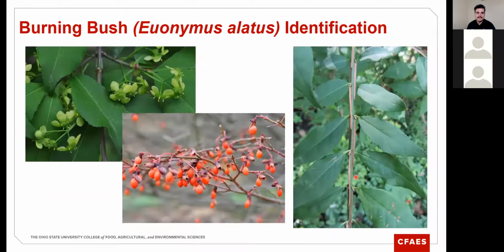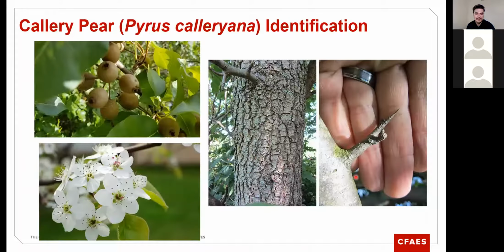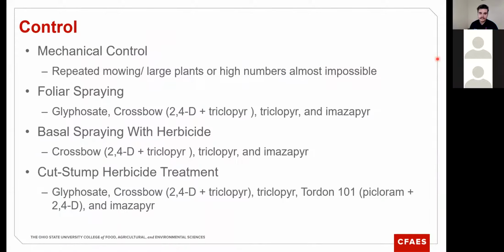Rees did a good job on the burning bush and the Callery pear. Rees did a really good job identifying those for you. And like I said, we'll have more information on identification and control on our website. We'll have links to a bunch of that information. But mechanical control for these, just like all the invasives, means repeated mowing.